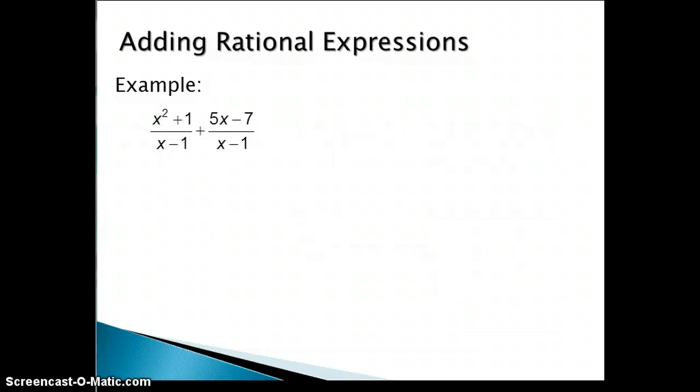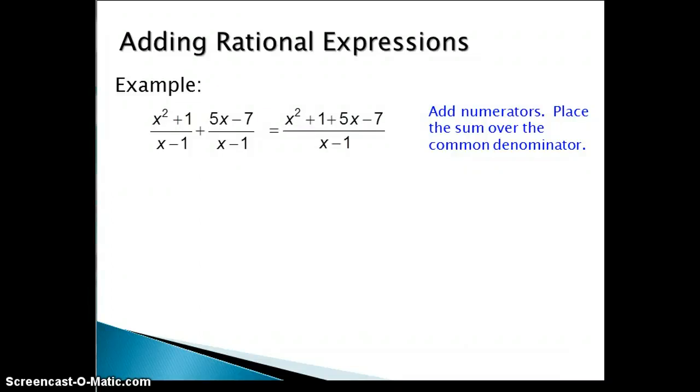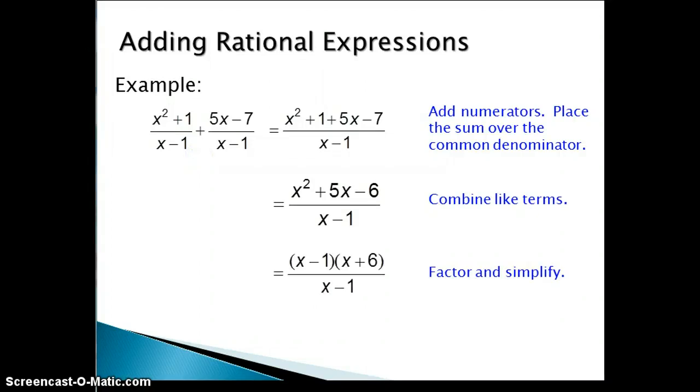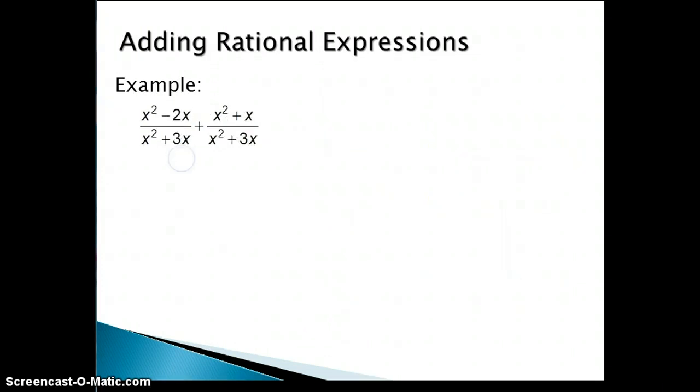Here we want to add these two rational expressions that have a common denominator of x minus 1. So we add the numerators together and we'll place that sum over the common denominator. Next we would simplify the numerator by combining like terms. And then we'll also make sure to put those terms in order of descending powers of x so that we can possibly factor that. Now we would want to try to factor so that we could possibly simplify, and this numerator does factor into x minus 1 times x plus 6, which means the x minus 1's can cancel, which leaves us with just x plus 6. Let's look at another example.